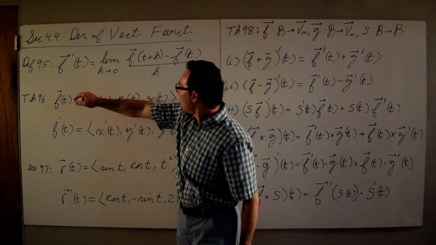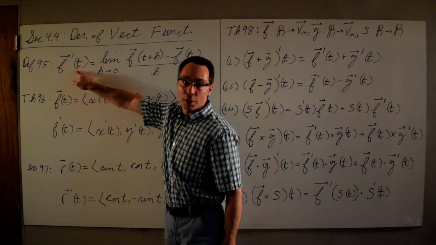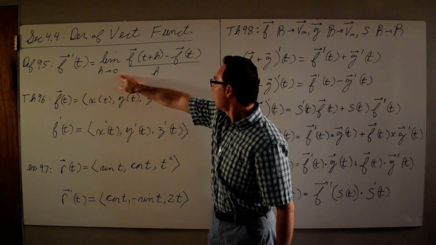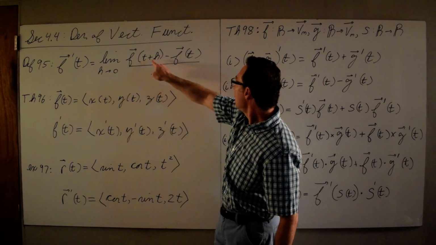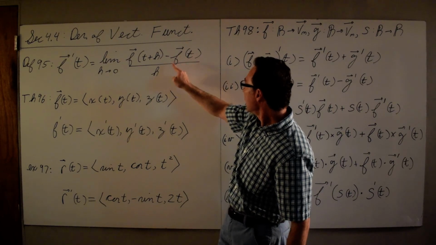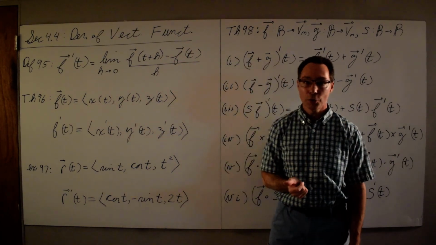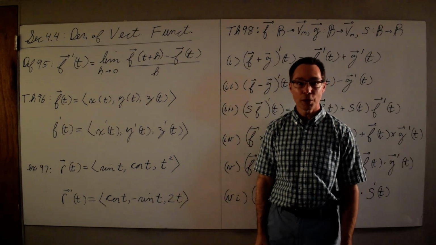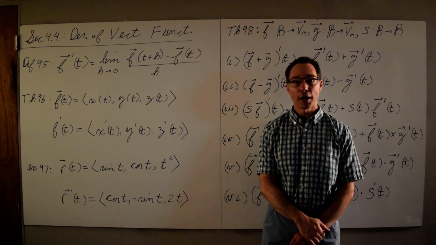So first of all, the derivative of a vector-valued function: we have the limit as h goes to 0 of f of t plus h minus f of t divided by h, provided the limit exists. Anytime you define something in terms of a limit, you say provided the limit exists.